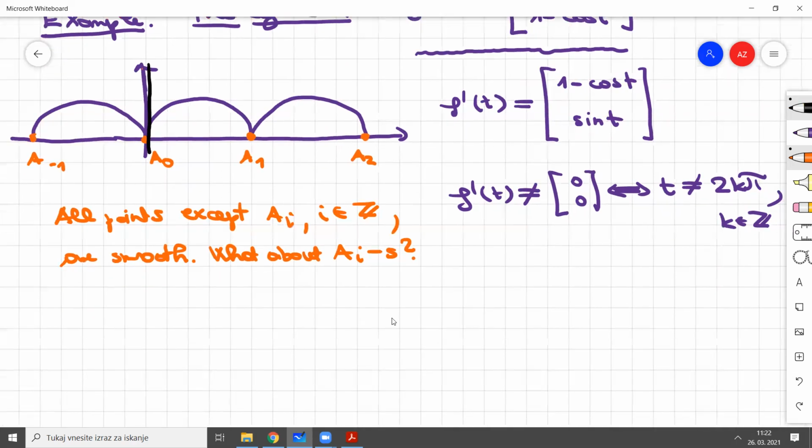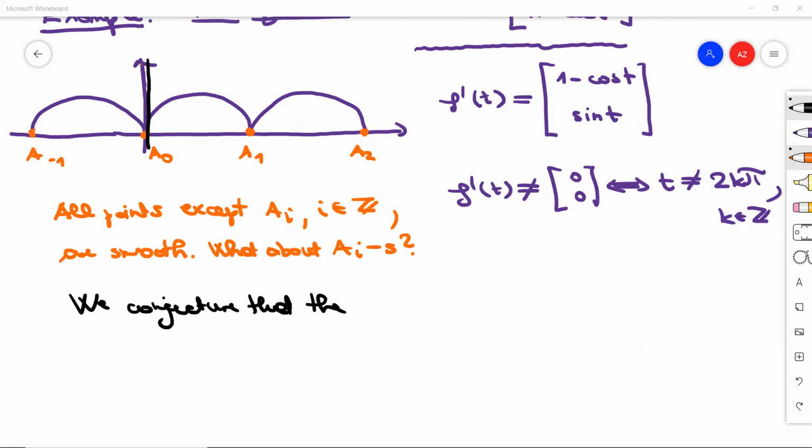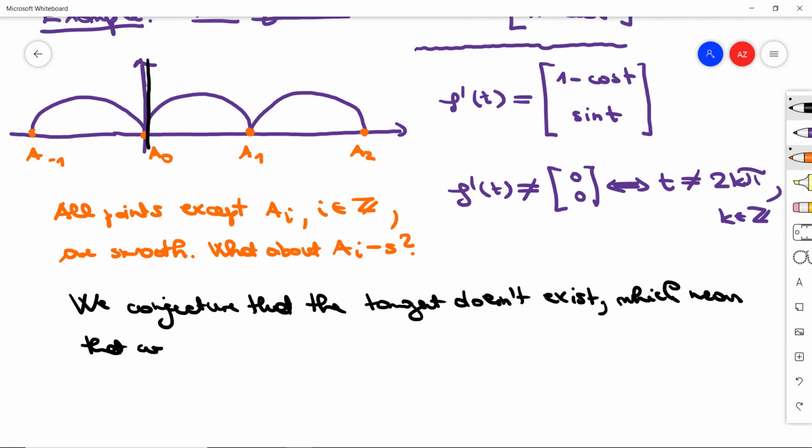But let's try to show that the tangent here really cannot be computed, that the slope can really not be computed. So we conjecture that the tangent really doesn't exist, which means that we cannot compute its slope.